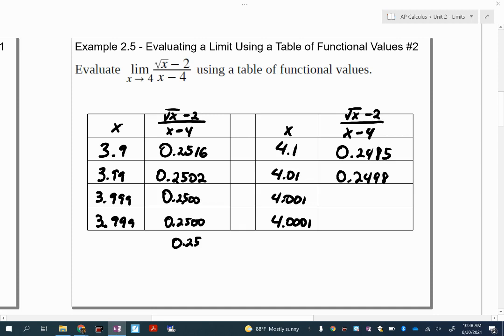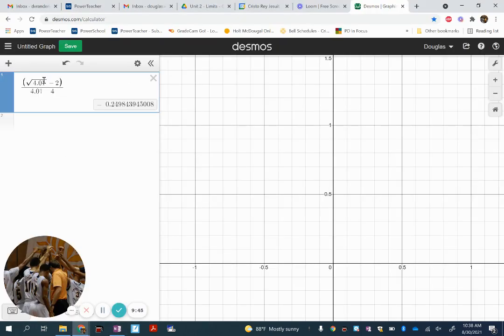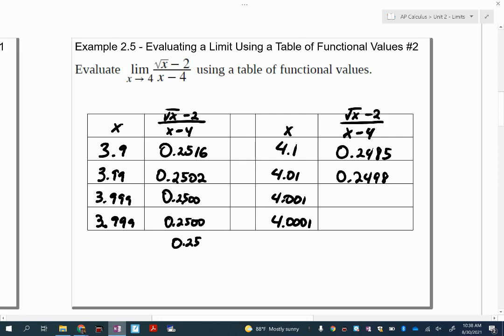And let's try adding these last two here. So another 0. Another 0. 0.2499. And finally, 0.2499. So again, from the left.